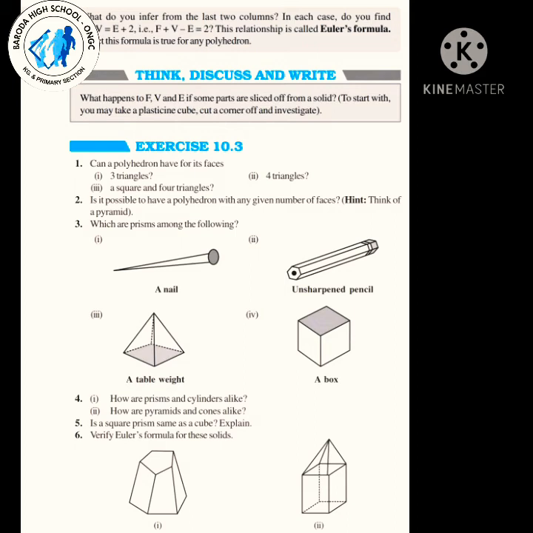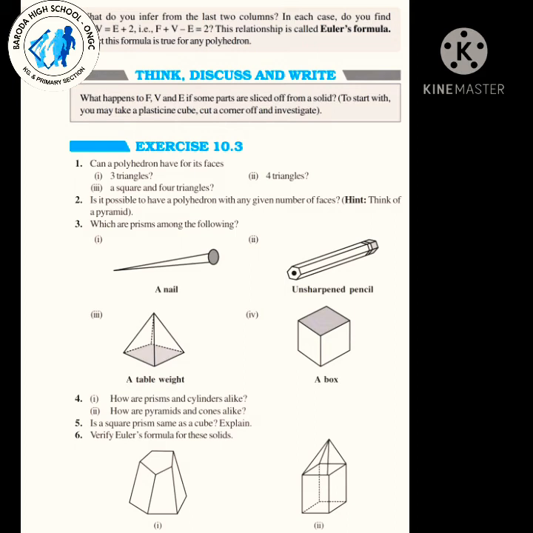Exercise 10.3 is based on Euler's formula. Now, the first question says, can a polyhedron have these faces? 3 triangles, okay? No, it's not possible to have 3 triangles as the faces of a polyhedron. It should have a minimum of 4 faces.